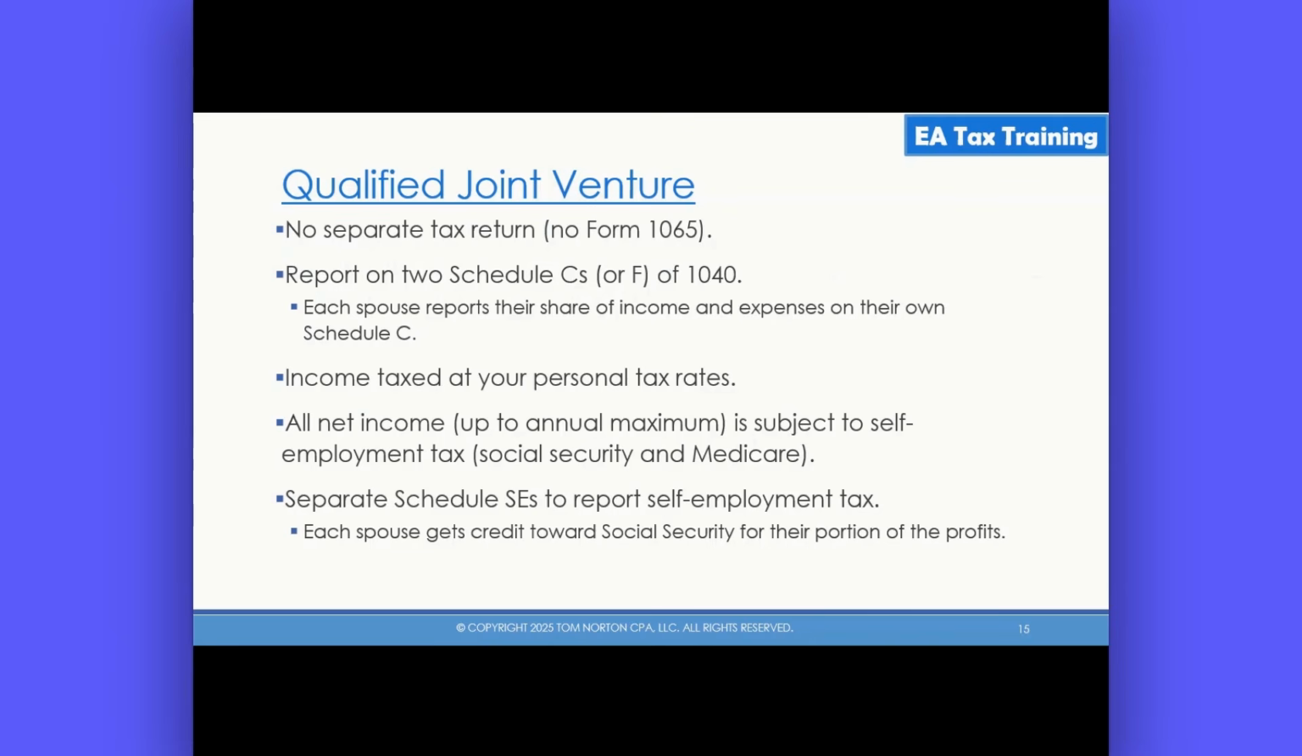As you may know, with the Social Security system in the United States, you work throughout your working life, you earn money, and the amount of Social Security that you get when you retire depends on how many years you worked and how much money you made, and so how much you paid into the system. And so by filing your separate Schedule Cs and Schedule SEs, each spouse is getting credit for their own work that they did for their own Social Security.